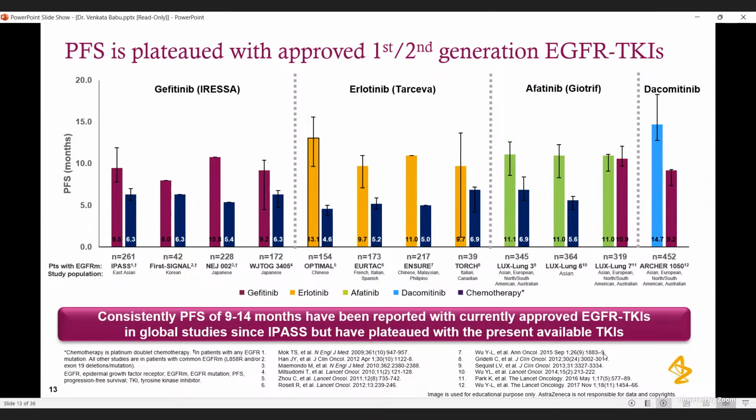And particularly from the period of the IPASS trial, we have seen retrospectively that gefitinib is very effective in the EGFR population, followed by erlotinib and afatinib, and now dacomitinib. The PFS does plateau after this 9 to 14 months. Next slide, please.